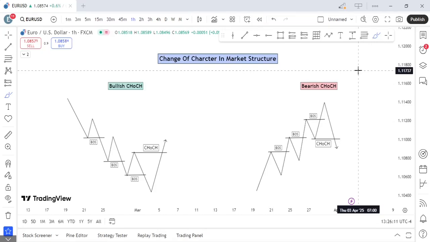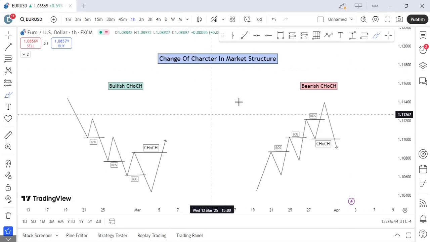So today I'll be going over change of character in market structure. Now first off, this topic is very basic and simple. I don't understand why a lot of people are making it look like it's a very hard concept. But anyways, in this video, I'll be simplifying change of character. I'll be showing you how it works, but we're also going to check out some real life examples on the chart. So without further ado, let's get straight into the video.